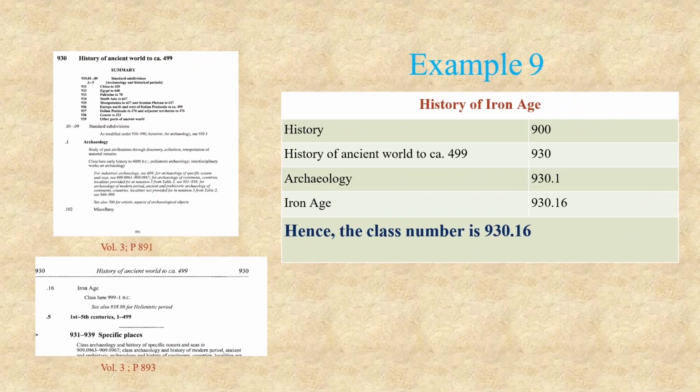So now there is another example. There are many types of documents available in the library for the ancient period of the Indian context as well as the world context. Here one title has been chosen: A History of the Iron Age. It is another example to understand the class history of the ancient world, 930. Here is a step-by-step breakdown for the preparation of the class number. Step 1, identify key elements: subject history, time period Iron Age, part of the ancient world.